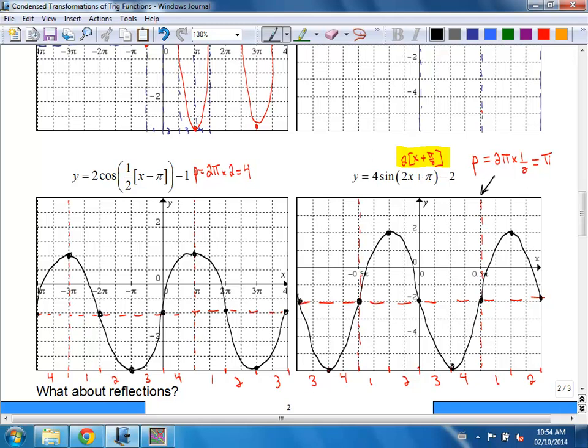Let's see, there's my starting line because I move, oh, that's not my starting line, sorry. There's my starting line because I move left by pi over 2, and my center line's at minus 2. So sine starts on the center and rises. So there's my starting at the center, rising, center, minimum, center, maximum, and so on. And the amplitude looks like it's 4 in both cases. So I believe this is correct.